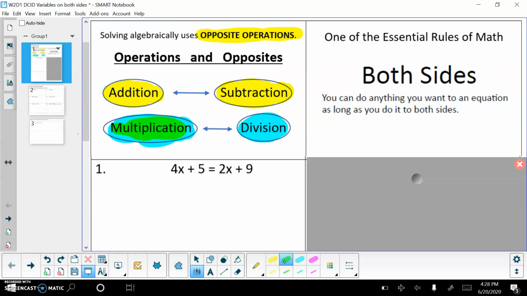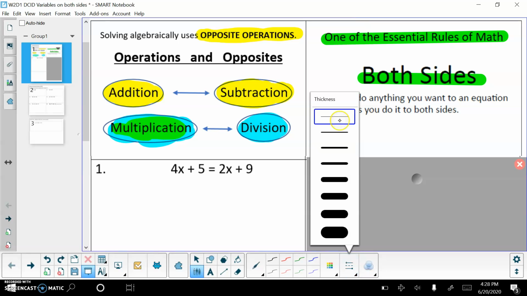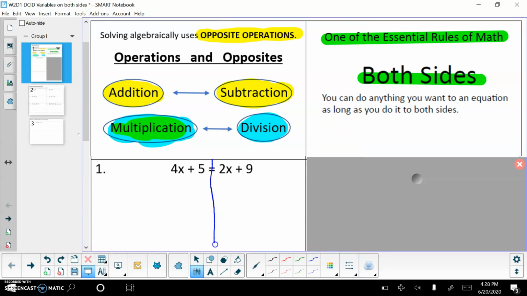The other thing is we're going to use this essential rule of math up here, which talks about both sides. We can do anything we want to the equation as long as we do it to both sides. Right now, this equation is balanced. It's equal. That's what it says. It says that the 4x plus 5 is equal to the 2x plus 9. Our left side is equal to our right side.